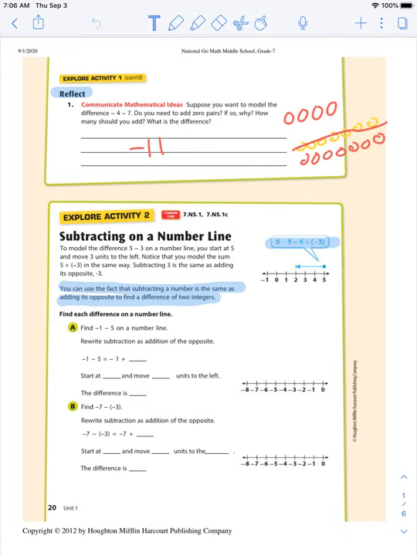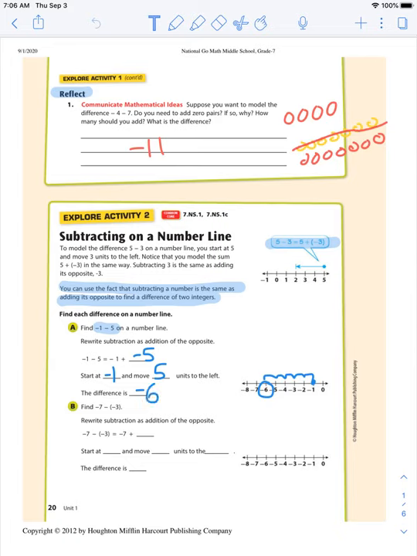So in example A, we're starting with negative 1 minus 5. Subtracting 5 is the same thing as adding negative 5. So I'm going to rewrite that here. Negative 1 minus 5 is the same thing as negative 1 plus negative 5. And now we can model it the same way we modeled addition. So I'm going to start at negative 1, and we're going to move 5 units to the left. So start at negative 1, move 1, 2, 3, 4, 5 units to the left, and our answer is negative 6.